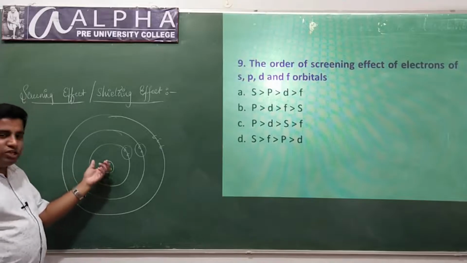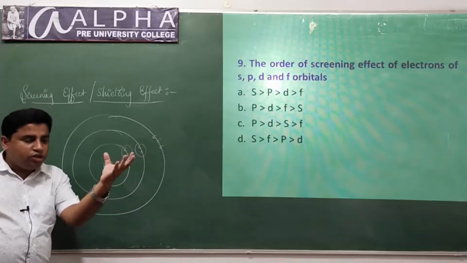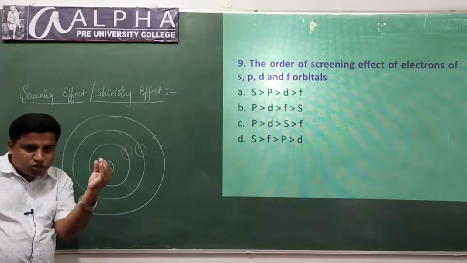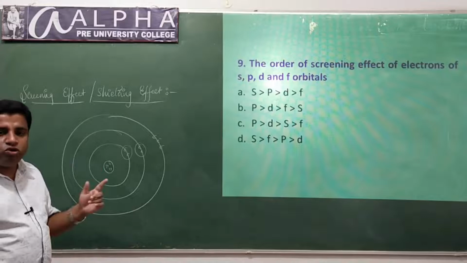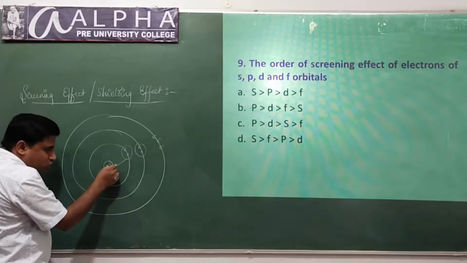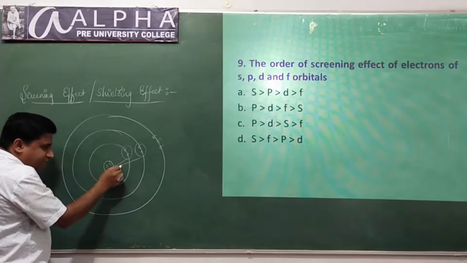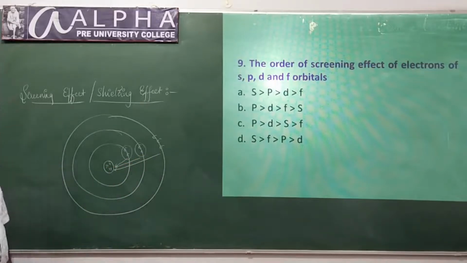So this nucleus will be pulling the electrons towards itself, will be attracting the electrons towards itself, because of opposite charges. It will be pulling these electrons towards itself, and it will be pulling these electrons towards itself. Now, what is going to happen?